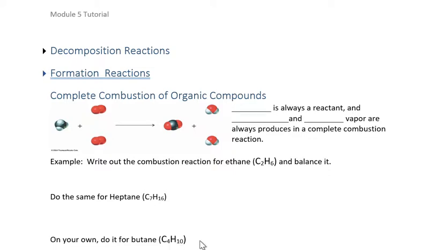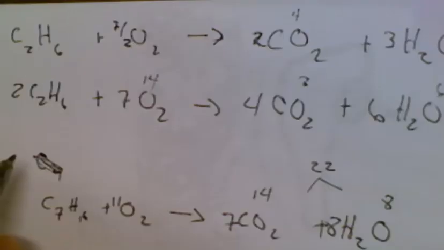See if you can figure that one out. And then we're going to go on to incomplete combustion reactions. Oops, I misspoke. I want you to also do heptane, that's C7H16, as well as butane, C4H10. Do those on your own. And the way I did it, probably similar to what you did, I wrote out my C7H16 plus O2. It's going to produce carbon dioxide and water.